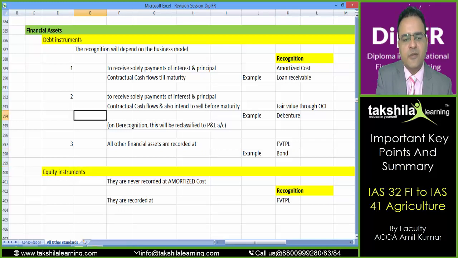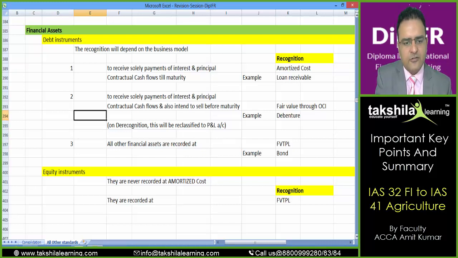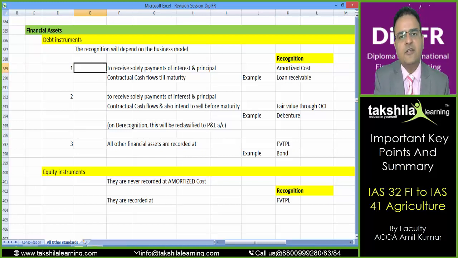So debt instruments which are being measured at amortized cost. Second case we have already dealt with. Third case is already being measured at fair value through P&L. Automatic impairment happening. The difference gain or loss is being recorded directly into P&L. So these debt instruments which are at amortized cost are subject to impairment.